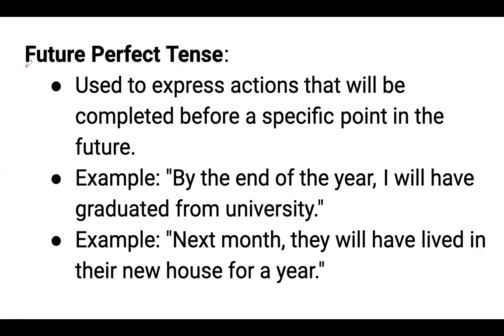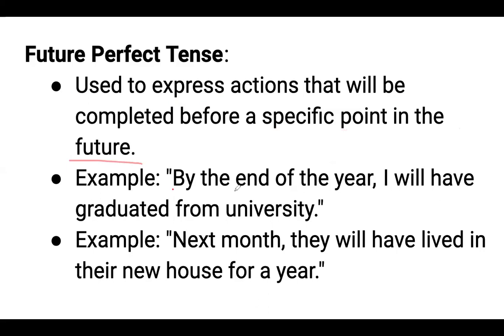Now, the next one is called the future perfect tense. When you talk about future perfect tense, what do we find out? We use it to express actions that will be completed. Please understand that we use future perfect tense for indicating an action that will be completed before a specific point in the future, right?